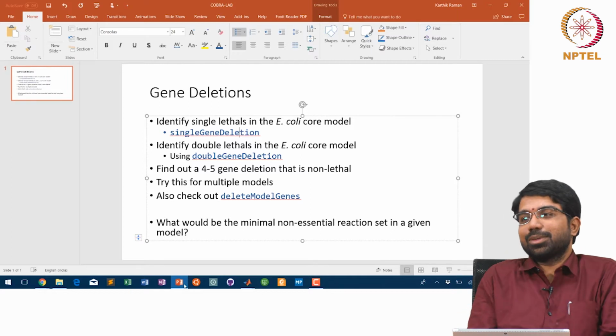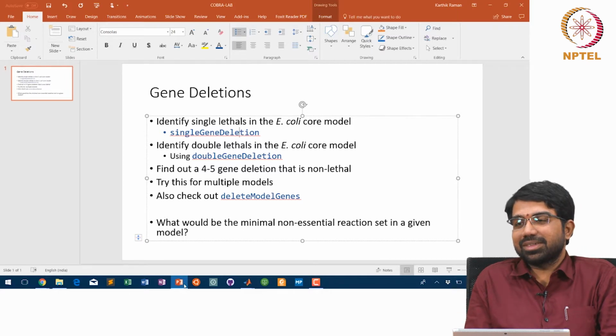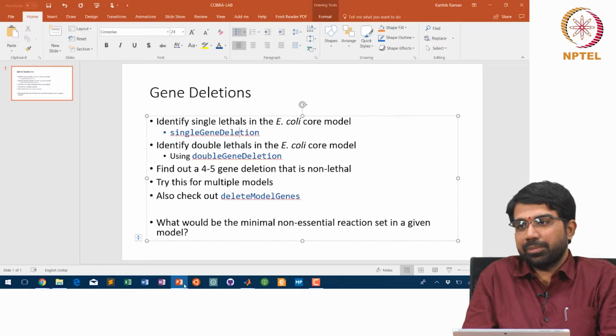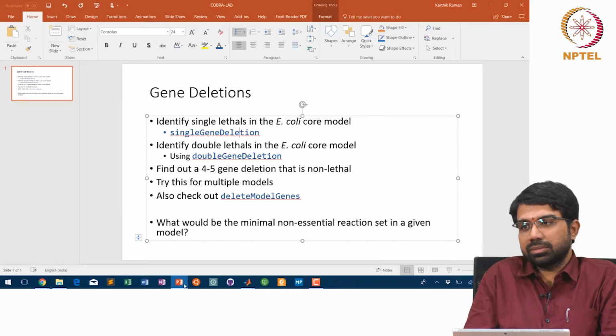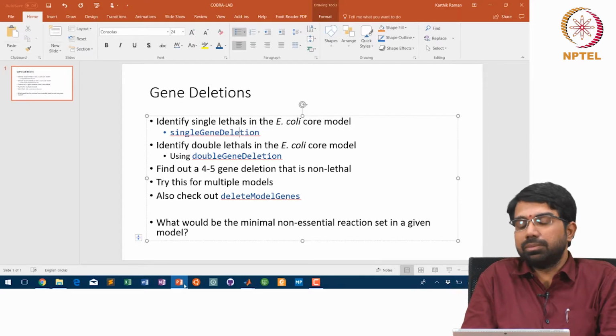Lavanya, do you have an answer? You did this already, right? We can run FVA and remove the reactions which have maximum and minimum fluxes of zero. That is just removing blocked reactions, but beyond that, you can still remove some more reactions.